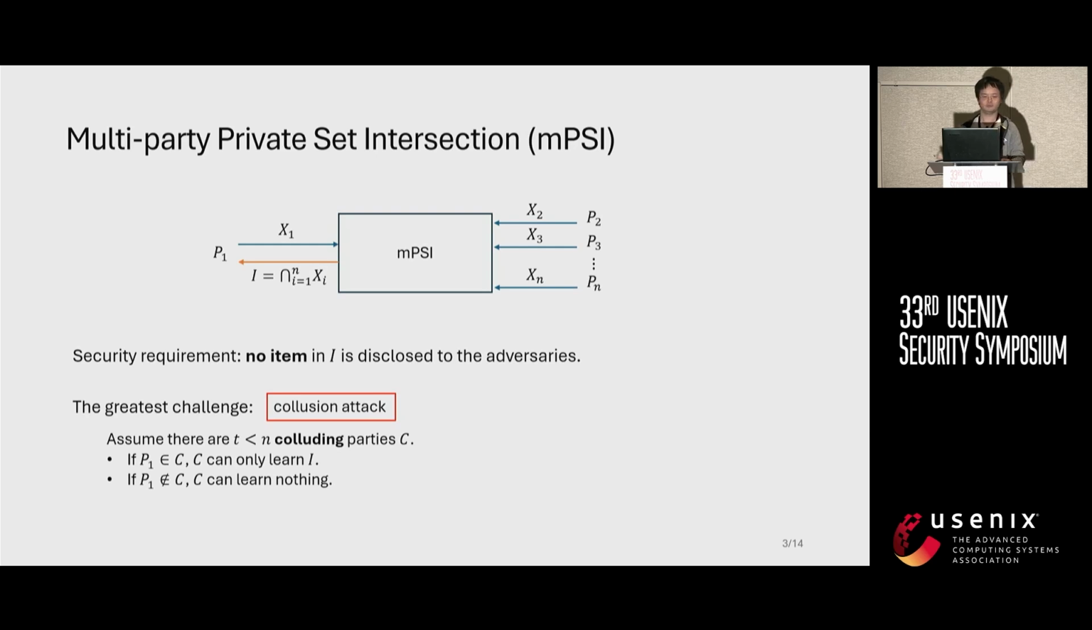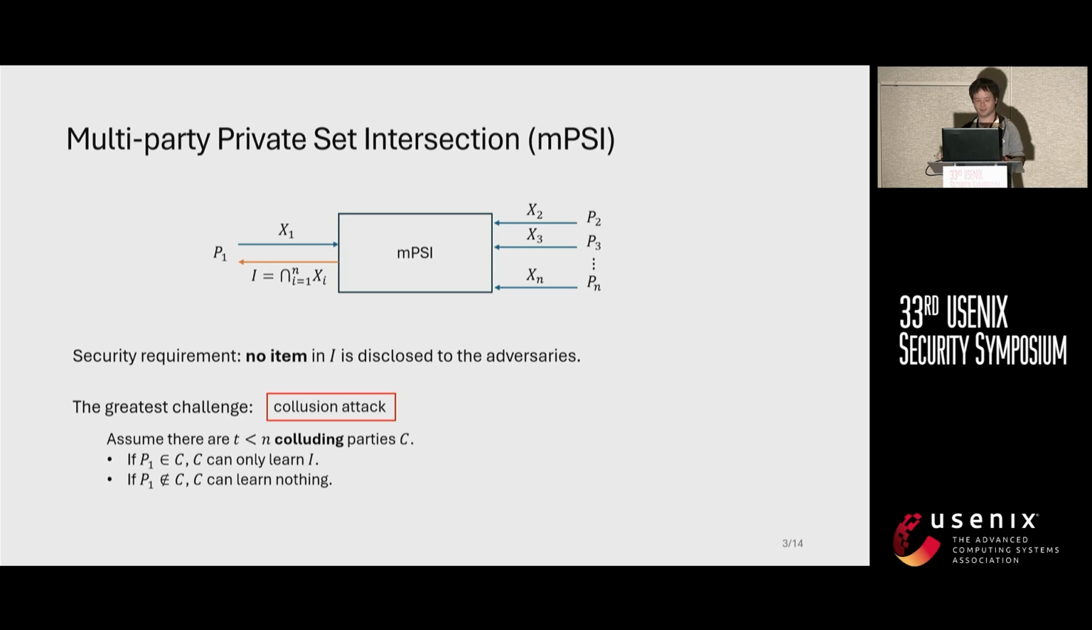Okay, first, what is mPSI? So there are n parties, and each one has a set. The goal is to compute the intersection of these parties, and P1 will be the protocol receiver to get the intersection, okay? So here, the security requirement is that no item outside the intersection is disclosed to the adversaries.